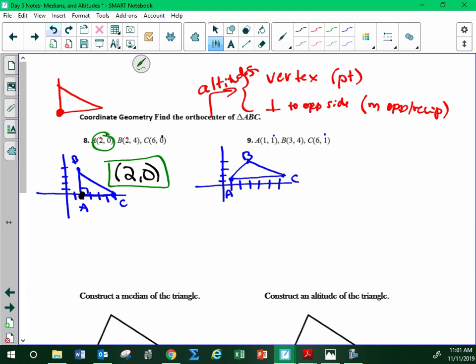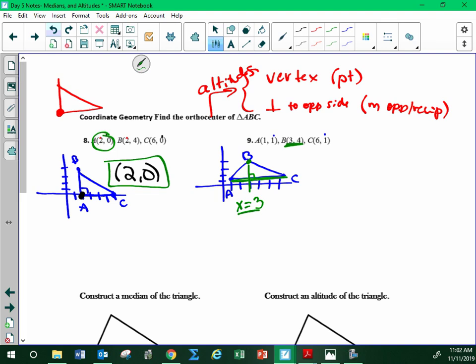I'm going to start off with an altitude to this side because it's horizontal. So if it's horizontal, the altitude is perpendicular to it, so vertical. It has to go through the vertex opposite the side. What is going to be my line? Here's the point that it went through. So x equals what? x equals 3. It has to go through my B point, and that's 3, 4. Sweet, we have one of our lines. Awesome, that was nice and easy.